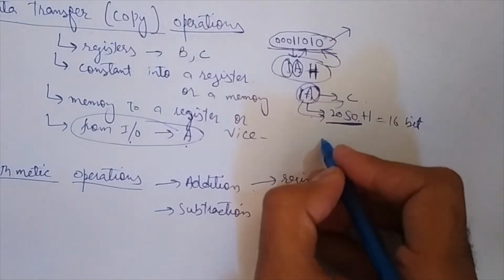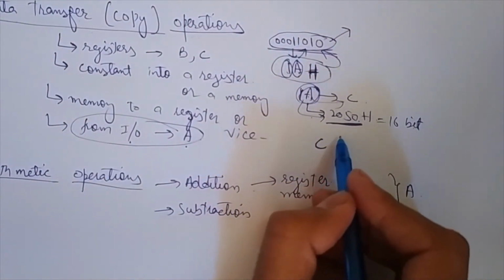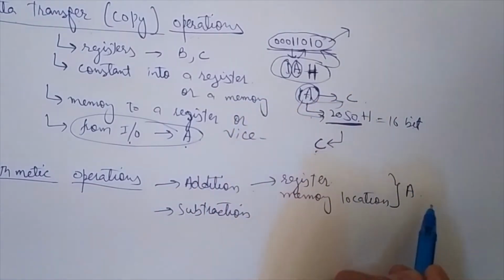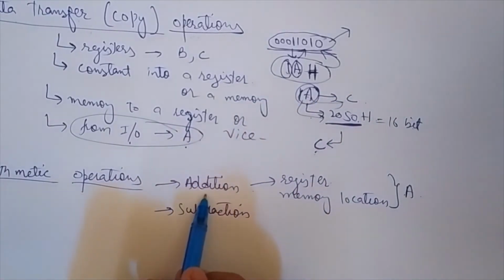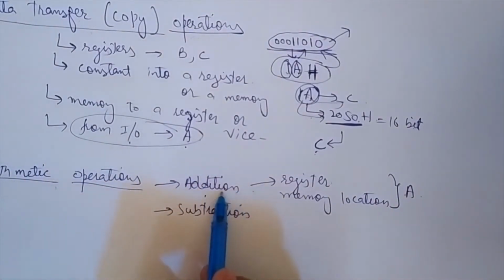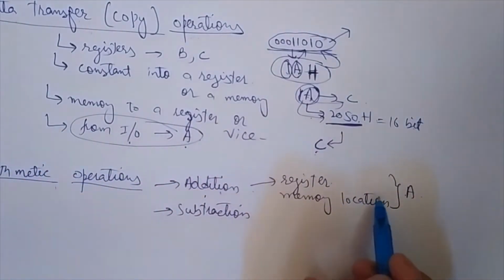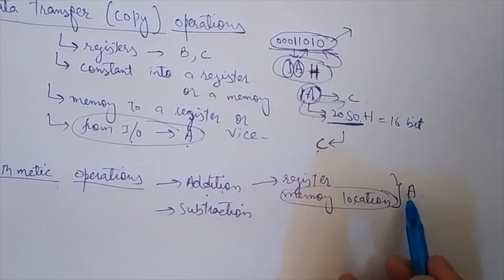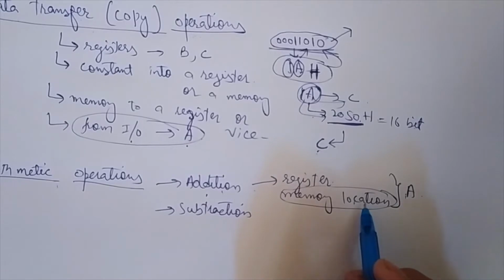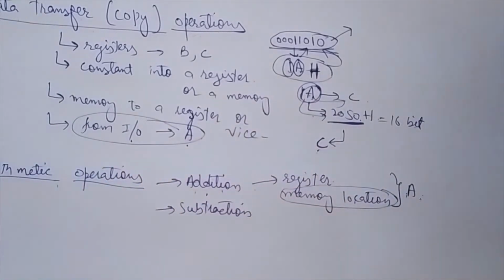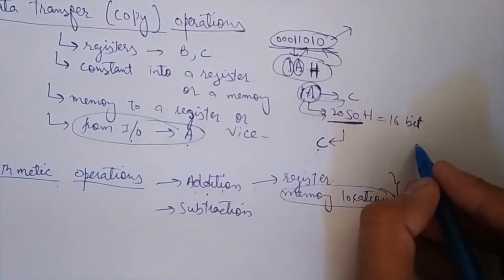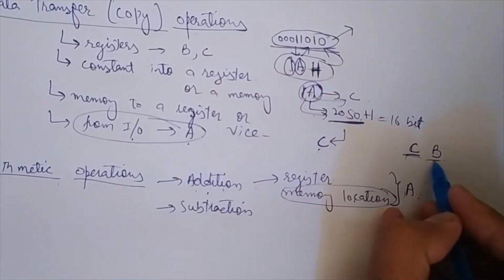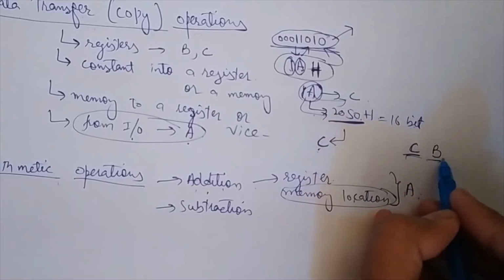So if there is some register C and the content stored in this register C, we have to add these contents to the accumulator, then we will use arithmetic operations of addition. Likewise, if there is some data stored in the memory at some location and we want to add this data to A, then for that particular purpose we require addition instruction. Now for example, if we want to add two registers C and B, we have to add the contents of C and B.